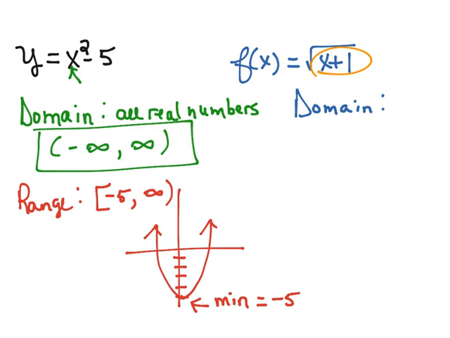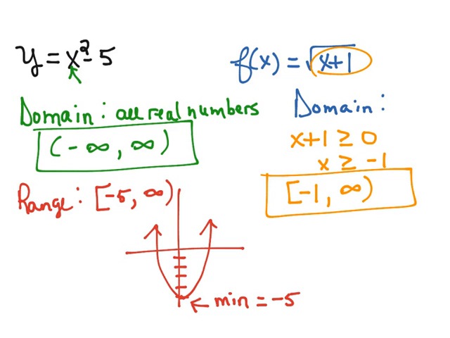So that means that in this function, x plus 1 must be greater than or equal to 0, which means that x has to be greater than or equal to negative 1. So writing that answer in interval notation, we'll write bracket negative 1 to infinity for our domain.